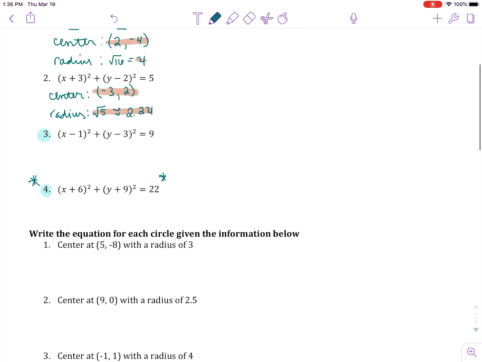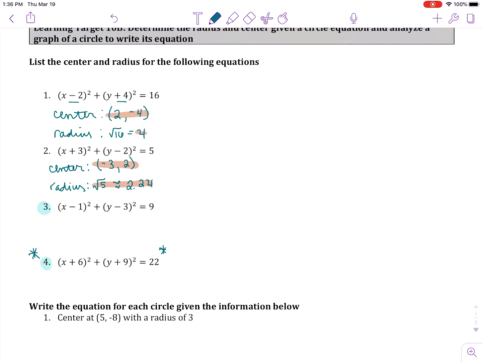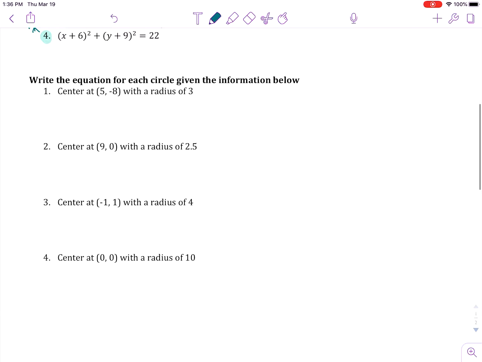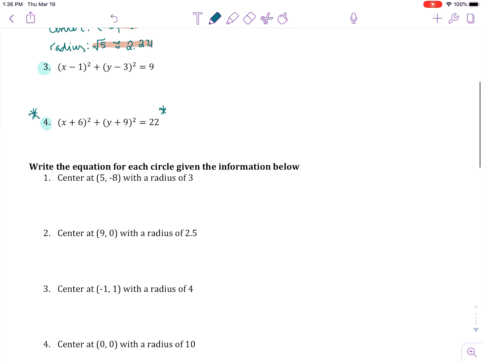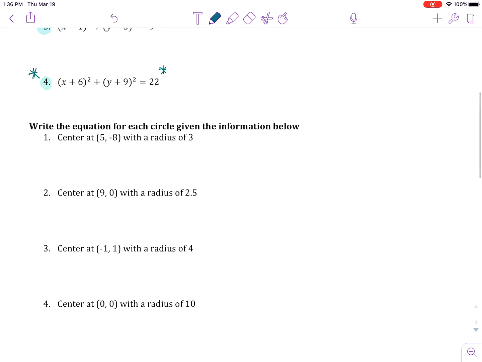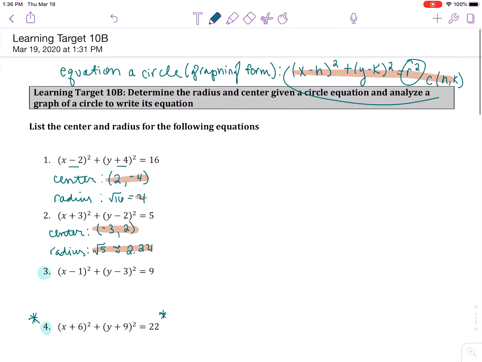Okay, so let's go ahead and look at the bottom, right? So we were looking at graphing form, identifying center and radius. Now when we look at the bottom half of the Learning Target 10B worksheet, it says to write the equation of each circle given the information below. So now we're given the information, we want to write the equation. So our center is at 5, negative 8, and our radius is 3. So remember, we're going to use this graphing form right here.